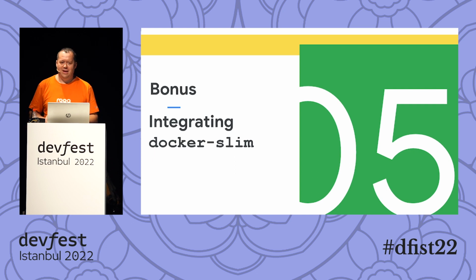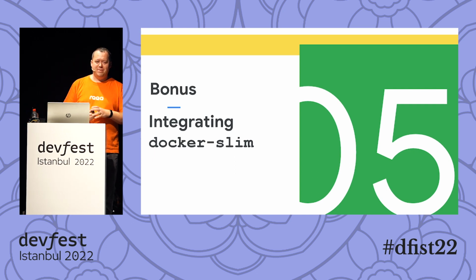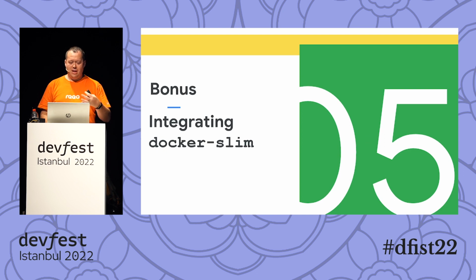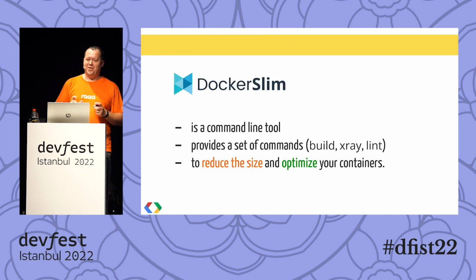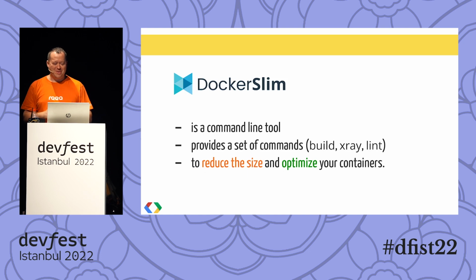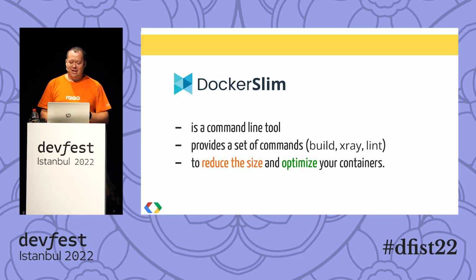Bonus. We always need a bonus. Docker Slim. There is a utility on GitHub called Docker Slim. Essentially, I already told you about many things that you can do to lower the cold starts, but there is Docker Slim, which is a minifier, and it can scan your code. Docker Slim is a command line tool that provides a set of commands to build, X-ray, lint, and it will reduce the size and optimize your container.